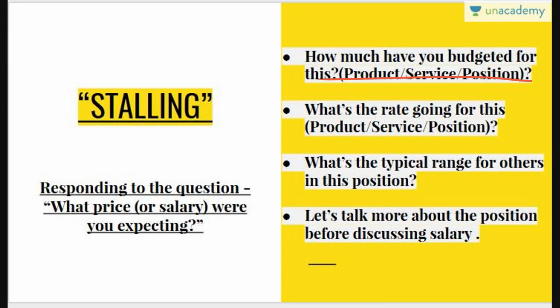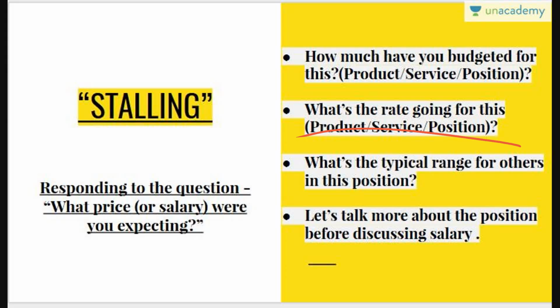The first one is, have you budgeted? How much have you budgeted for this? So this means that you want to ask what is your budget. What this expression is going to do is give a very good impression on the person who is asking you this question, that you are actually comfortable in knowing the other person's budget and not just hitting your expectations. You are asking the other person's budget for the product or service. So this is a very nice expression.